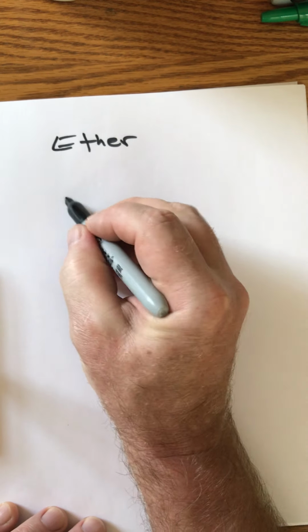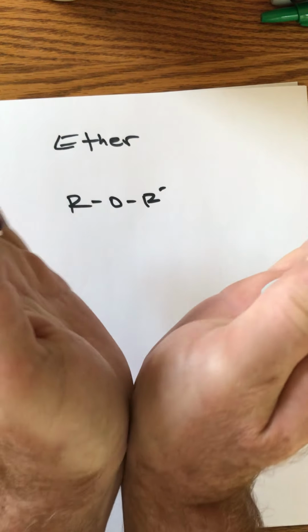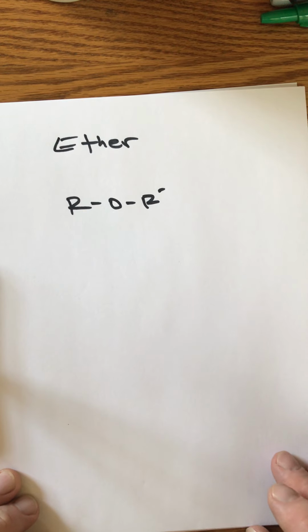So ethers give you a little bit of rest or relaxation. I'm going to call this ROR prime. So you've got an oxygen in the middle doing this bridge thing. Oxygen makes 2 bonds, and if you put some carbons to the left and some carbons to the right, you have an ether.